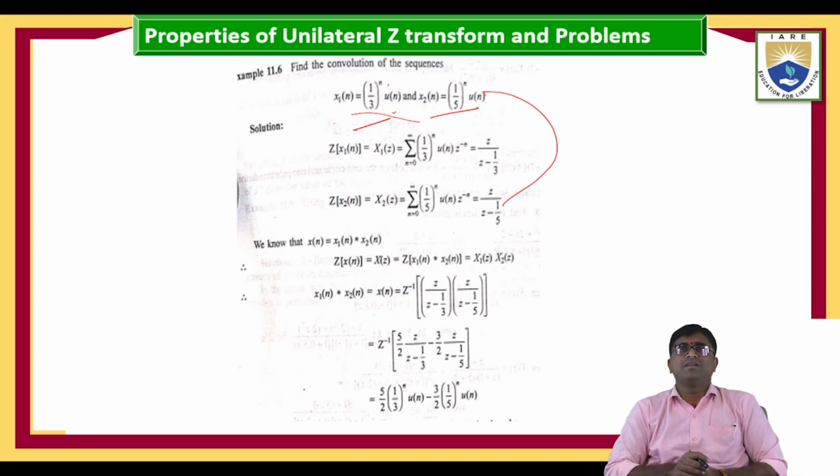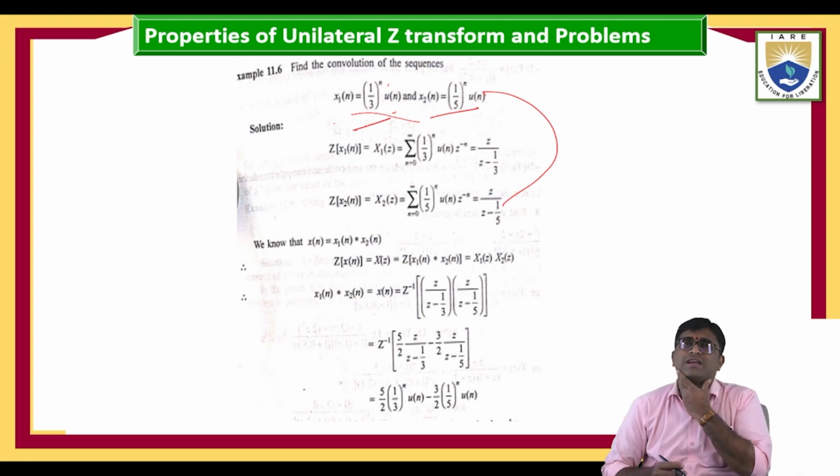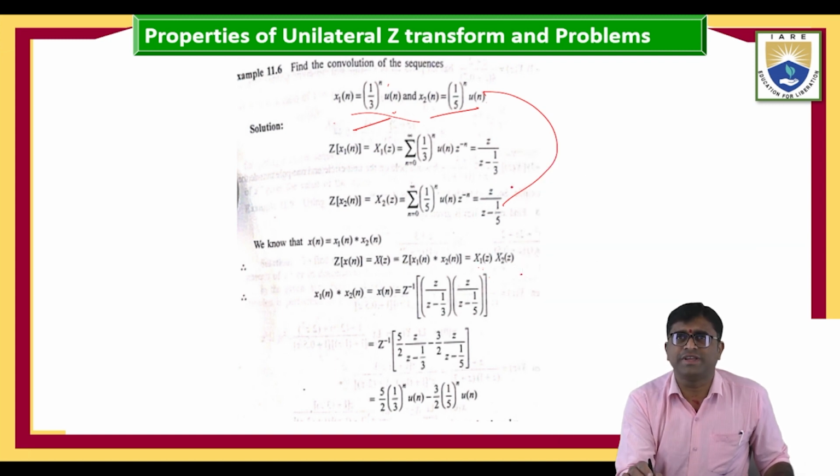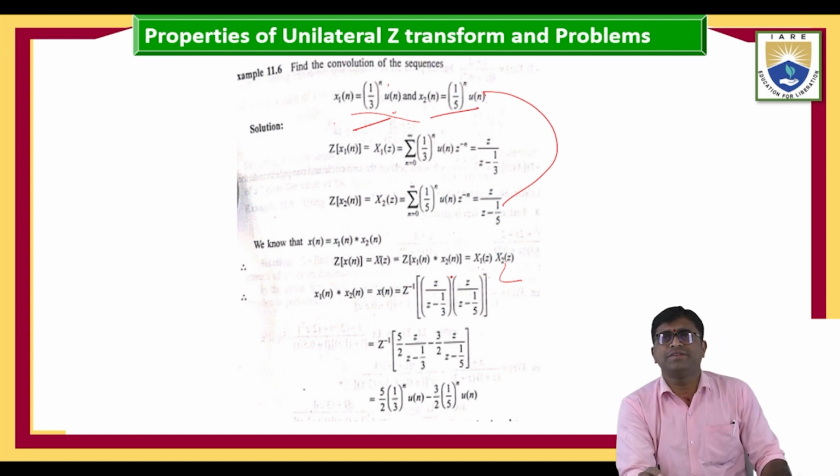Okay, 1 by 5. So what is the convolution property showing here? The convolution property is nothing but Z of x1 of n convolved with x2 of n equal to X1 of z into X2 of z. So substitute these values here. That is what happened: Z inverse of this value into this value, by the Z transform definition.